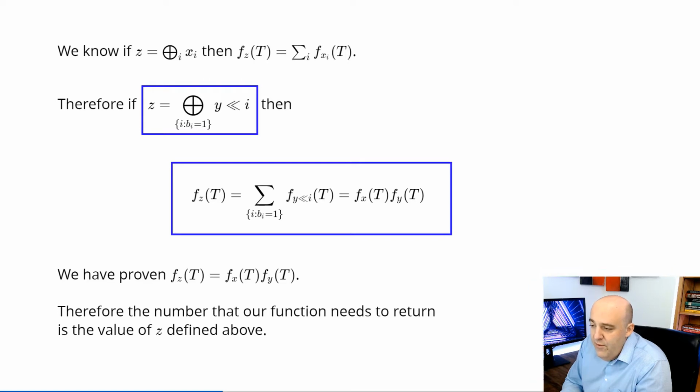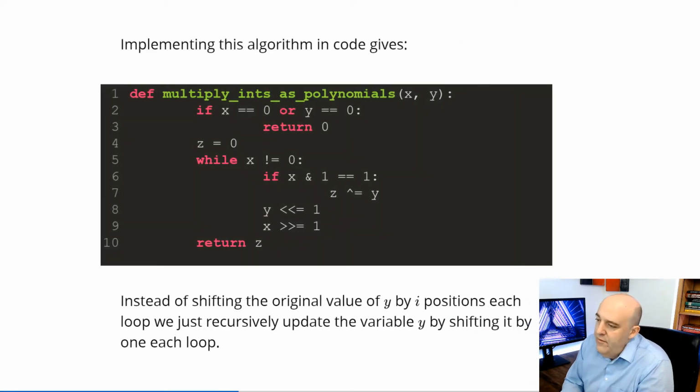And that's our formula we want, and that's what we need to implement in code. And here we go. So let's say we're given x and y. If x or y is 0, we'll just return 0. So that's not an interesting case.